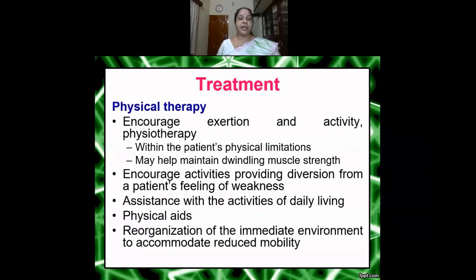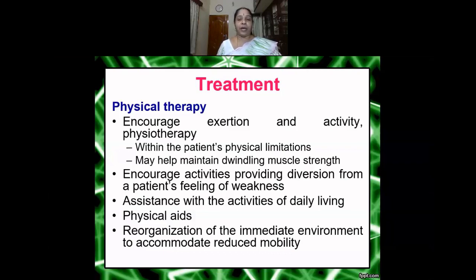Physical therapy encourages exertion and activity, and physiotherapy, so they can be encouraged to do light activities within the patient's physical limitation, whatever space they have, whatever physical activities are possible that could be done by the patient. It may help to maintain the dwindling muscle strength, because the muscles become stronger only when there is activity. When the patient does not do activity, the muscles become weak.